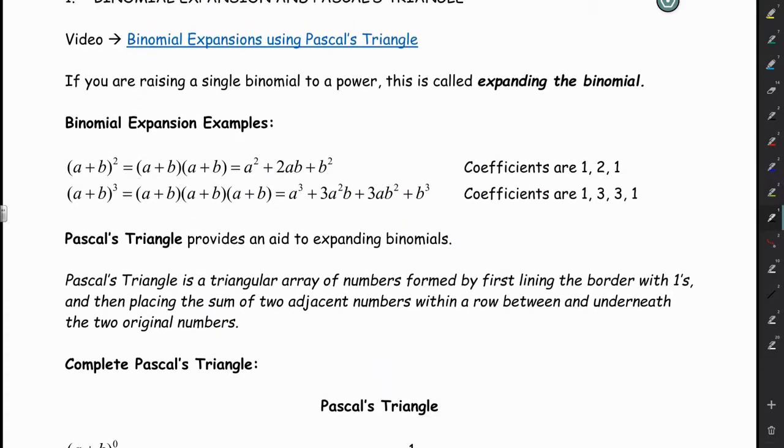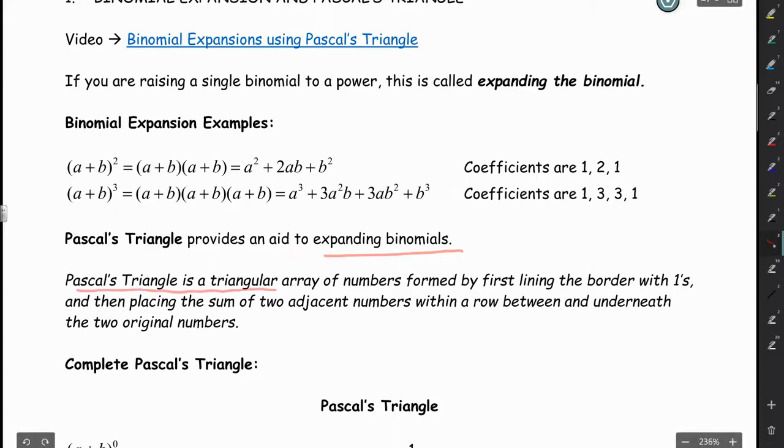Now, if you really want to see something a little bit more detailed, I have a video called Binomial Expansions Using Pascal's Triangle. That's about 5 minutes or so, and that will really break down those patterns again if I went a little too fast in this video. And if you're raising a single binomial to a power, this is called expanding the binomial. And so we looked at that in our warm-up, right? a plus b squared gave us this, a plus b cubed gave us this, and we started to look at the coefficients. Pascal's triangle provides an aid to expanding the binomials.